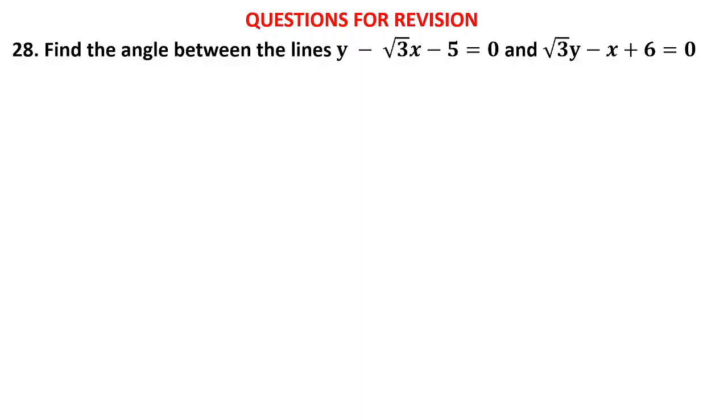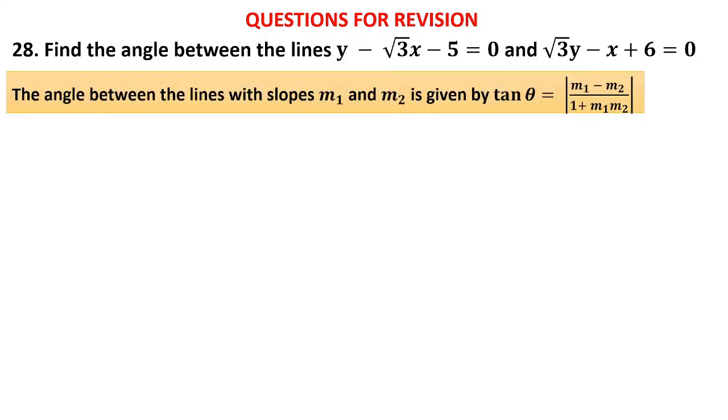Let us move on to question number 28. Find the angle between the lines. Now, let us recollect the formula. The angle between lines with slopes m1 and m2 is given by tan theta is equal to (m1 minus m2) by (1 plus m1 m2).